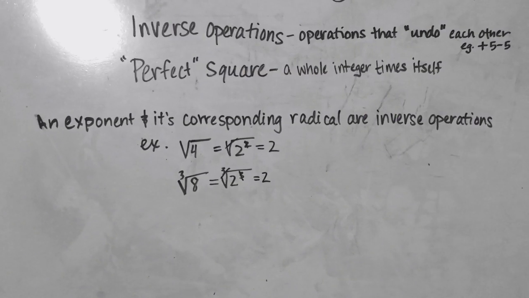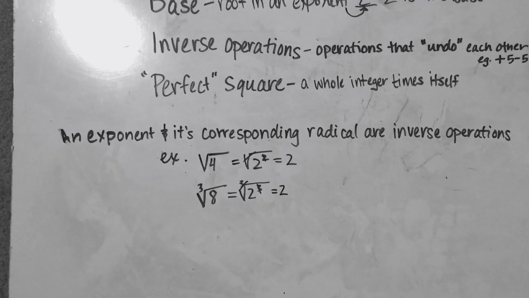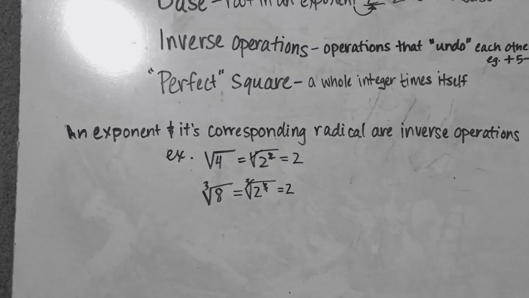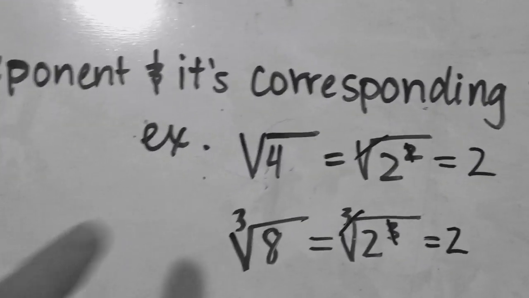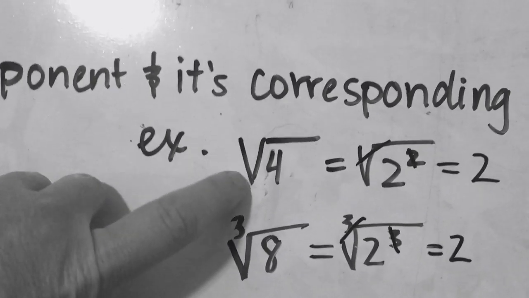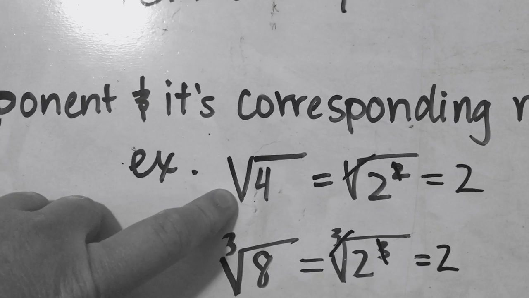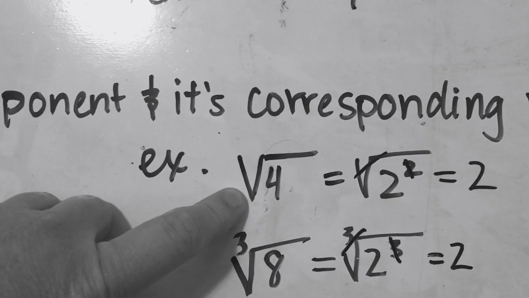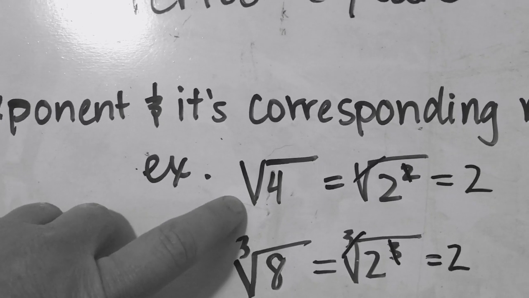A radical and its corresponding exponent are inverse operations. So for example, we're focusing on squares today, so this is a square root. You can tell because there's no little number up here. That means it's automatically a square root, just like we don't write 1 in front of the x when we mean 1x. If there's no number right here, that means it's a square root.